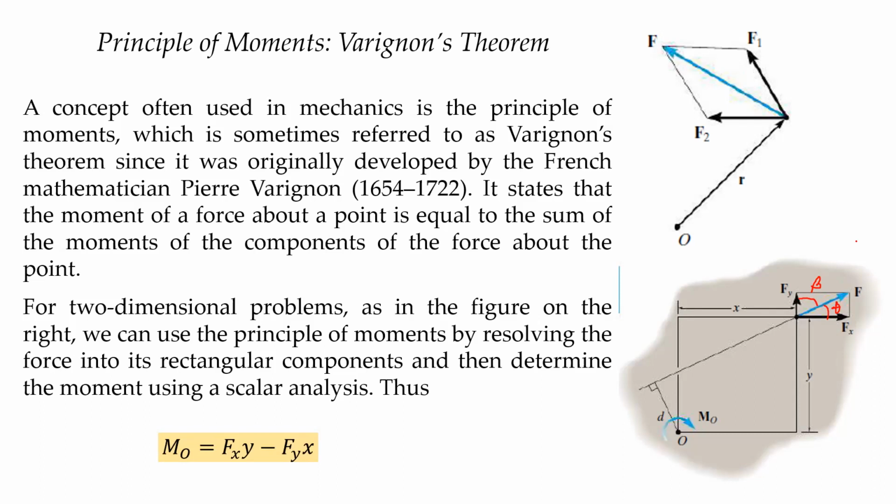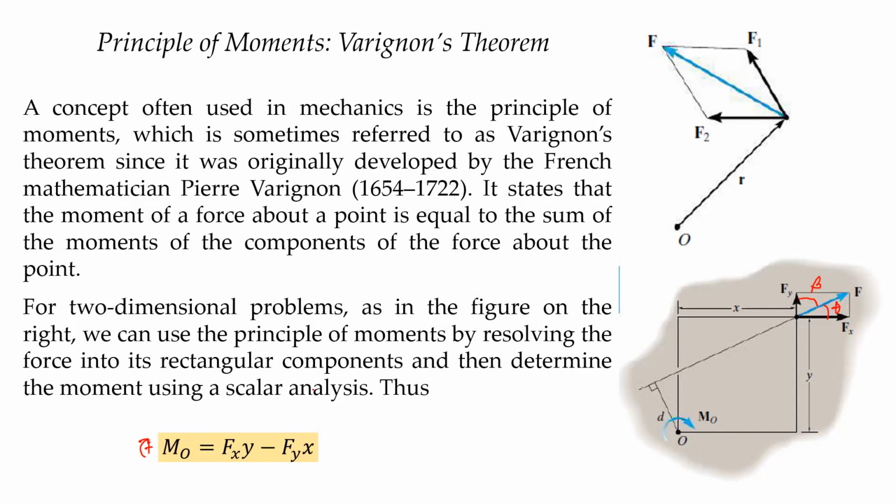Now, for two-dimension problems, as in the figure on the right, we can use the principle of moments by resolving the force into its rectangular components and then determine the moment using scalar analysis. Thus, this is assuming clockwise positive, right? So F sub x times y minus F sub y times x. Although in our illustration here it assumes clockwise to be positive, for our succeeding examples, we always assume counterclockwise is positive for uniformity.